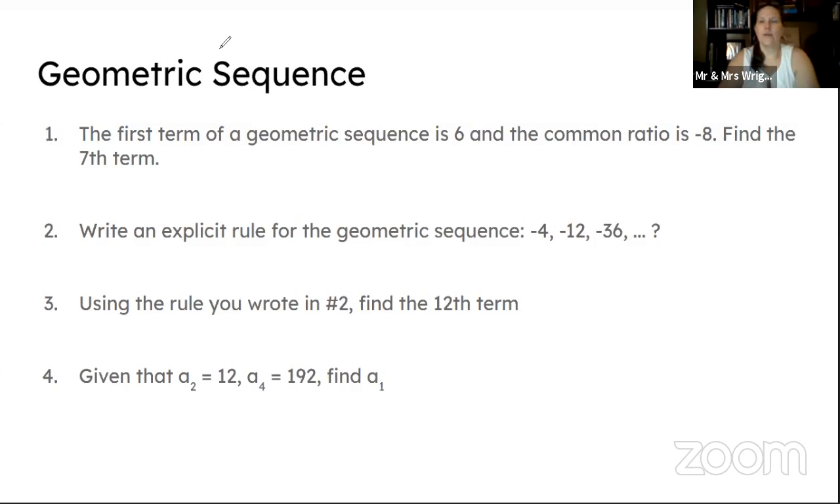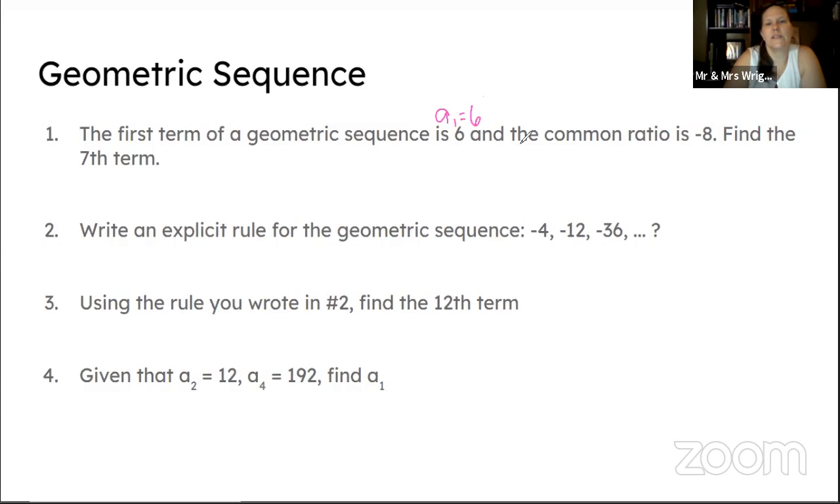All right, so now we have some practice problems here. I want you to go ahead and pause the video and see if you can figure them out on your own. Welcome back. The first term of a geometric sequence is 6. So I'm going to go ahead before I even continue reading and write a1 equals 6. And the common ratio is -8. Okay, so r equals -8. I like to go ahead and write the information. And we're looking for the 7th term.